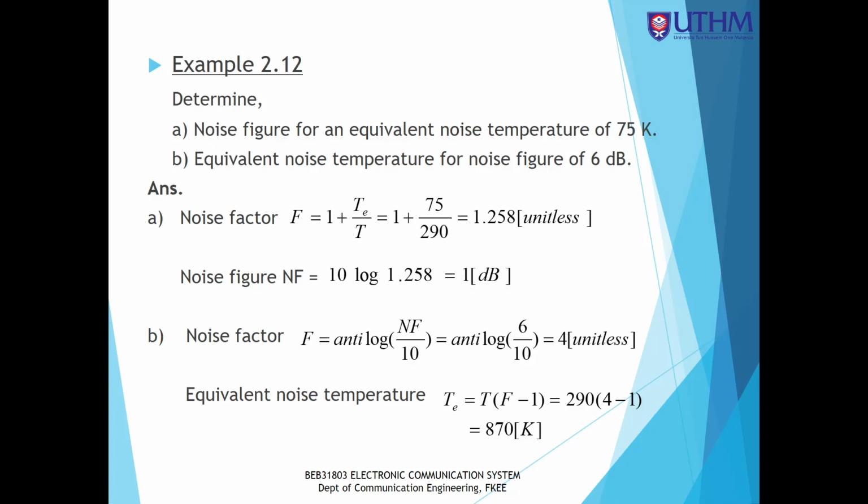So let's look at the example. Okay, determine the noise figure for an equivalent noise temperature of 75 Kelvin. So you need to find how much is the noise figure for an equivalent noise temperature. This is TE. Okay, so in order to find NF, you need to find the value of F, noise factor. So you can use F equal to 1 plus TE divide with T. So 1 plus equivalent temperature, 75 Kelvin, divide with the environmental temperature, 290 Kelvin. Suhu bilik 290 Kelvin. So you get 1.258. And then the noise figure is equal to 10 log F. So 10 log 1.258, you get approximately equal to 1 dB.